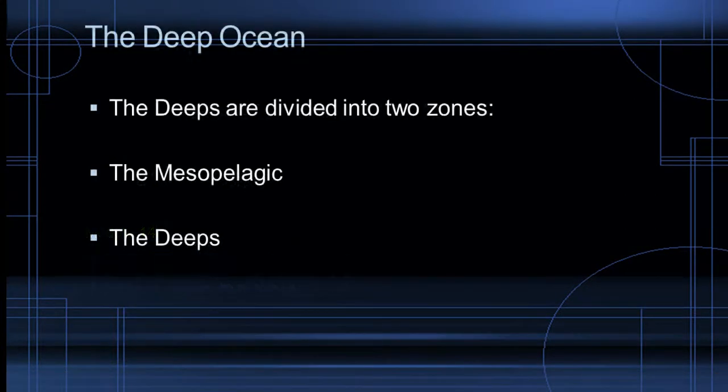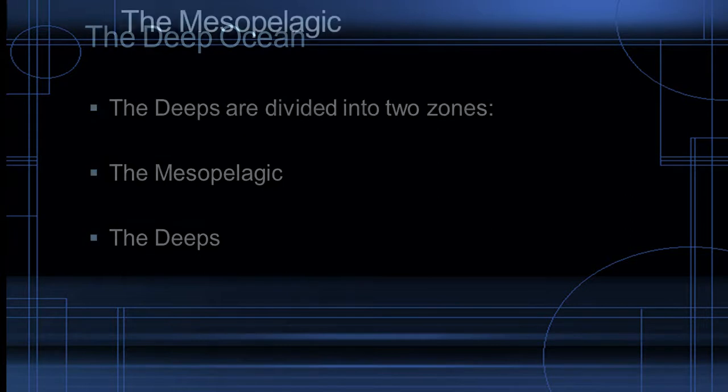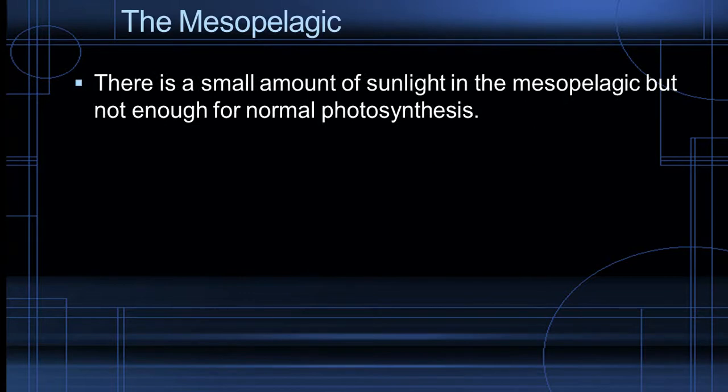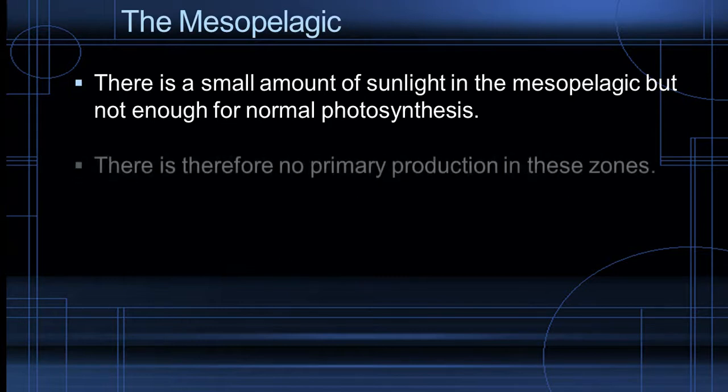And here we go. The deeps are divided into two zones. These are the mesopelagic and then the deeps, which will be further divided, which we'll get to in a little bit. At the beginning here, we're just going to talk about the mesopelagic region. What is it? There's a small amount of sunlight that actually reaches this, some of that blue light. Not enough for photosynthesis, but enough for a little bit of vision.